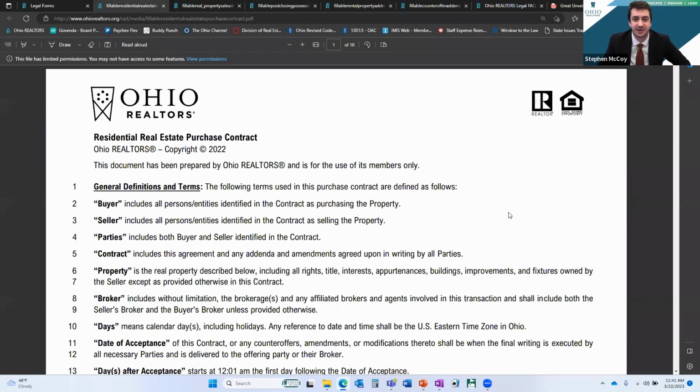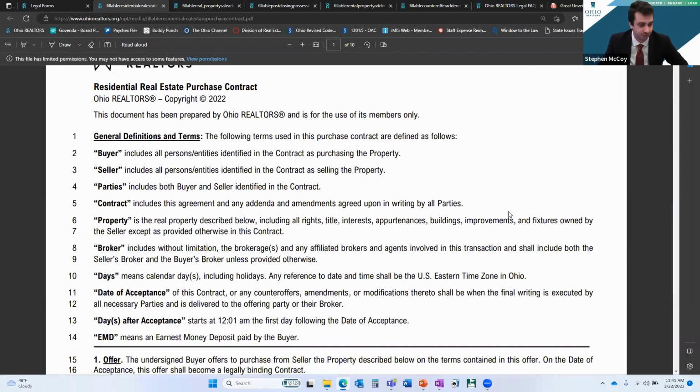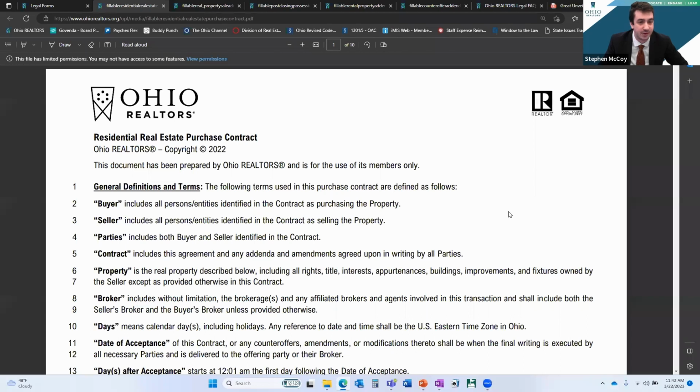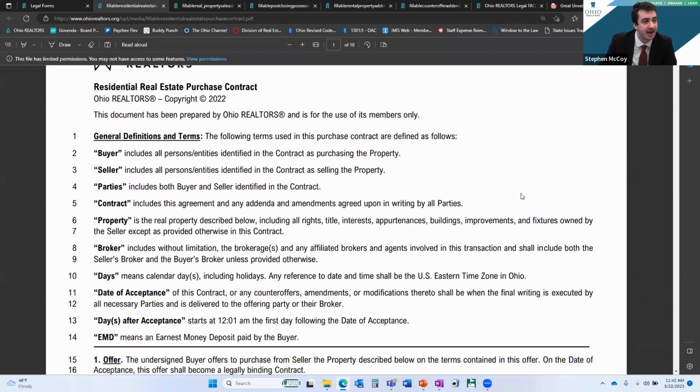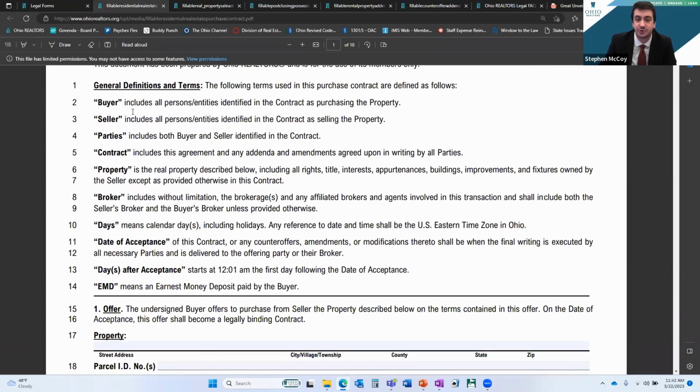I will go over just a couple early sections of this contract, then I'll hand it off to really our two stars of the panel today, John and Bill. But first I wanted to introduce the documents, and then we will dive right into the meat and potatoes. So first you'll notice on the front page, it introduces the general definitions and terms of the contract. So these are the definitions and terms which are going to be used throughout the body of the contract.